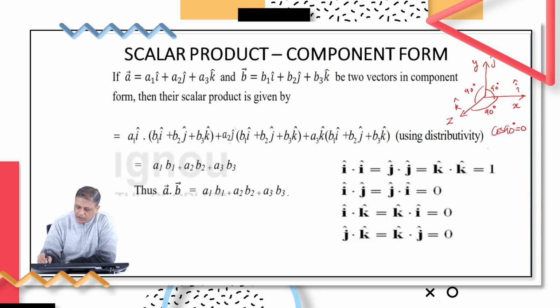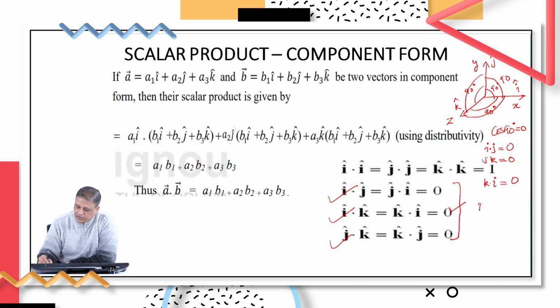Therefore, if we find the values of i dot j or j dot k or k dot i, the angle between these unit vectors is 90 degrees in each case, as a result of which these values turn out to be 0. This is a very important property, and we are going to use it when we solve ample numericals.